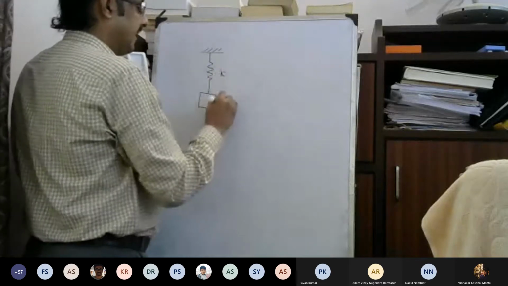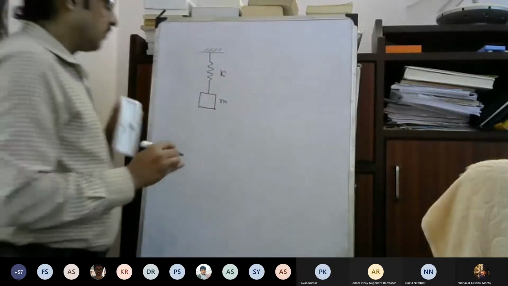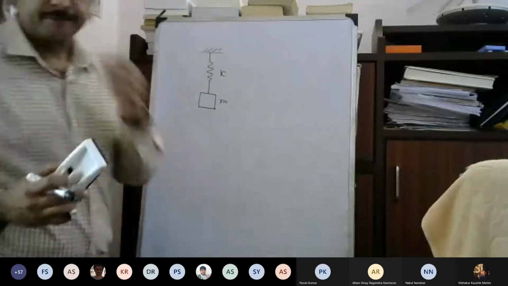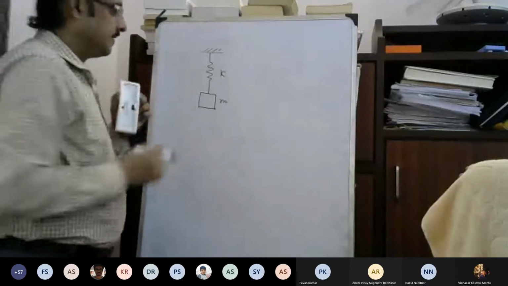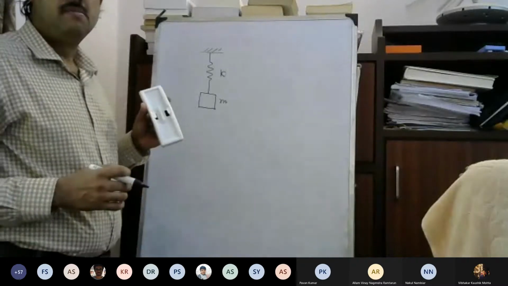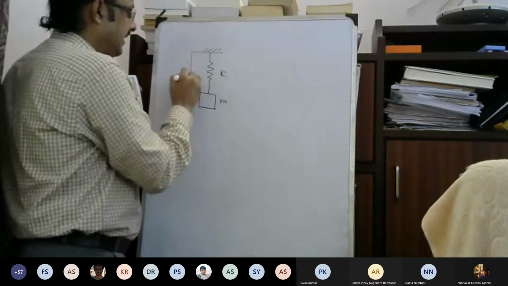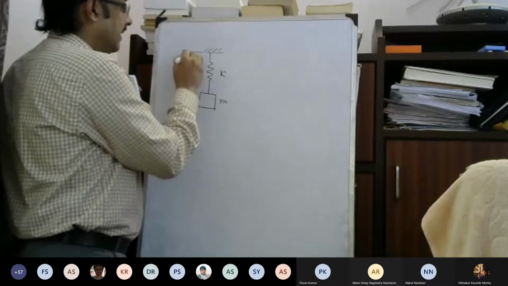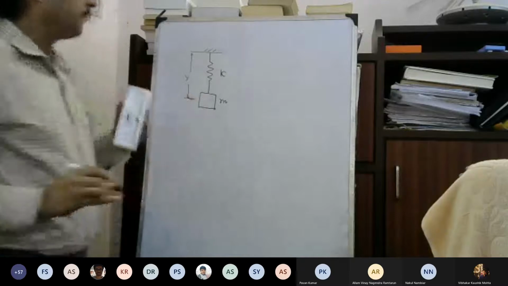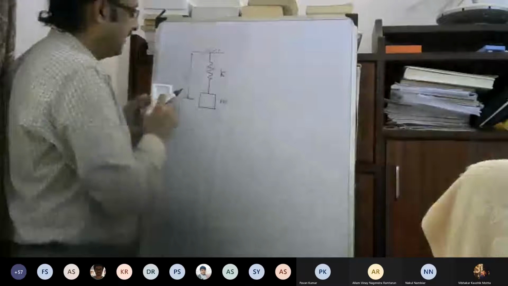Now, this one is K, this is M. I want to write down this equilibrium equation. What generalized coordinates should we take now? If you take the position, let us say y, as the coordinate, the y component, okay, fine.